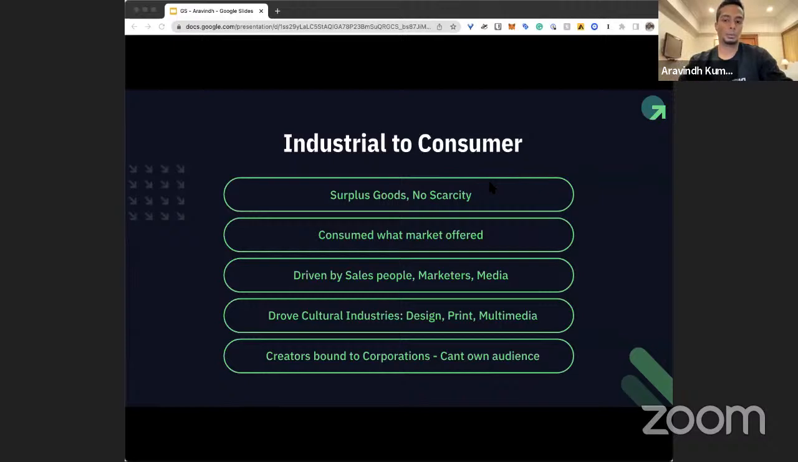So then you had a new category of roles and skill set being sought after, like salesmen, marketers, people well versed with mass media, all these new roles that started cropping up. This also led to a cultural industry for design, print, publishing, media, audiovisual, and cinematography, so that these brands could compete with each other in a creative way. Now, the side effect of this was that creators then ended up being bound to corporations because they couldn't grow their own audience. They had to go through these corporations to sell to the consumers.